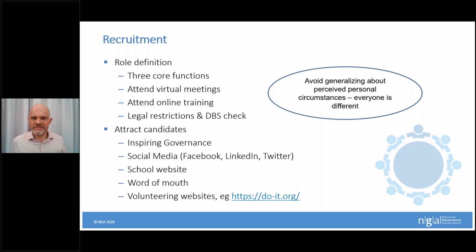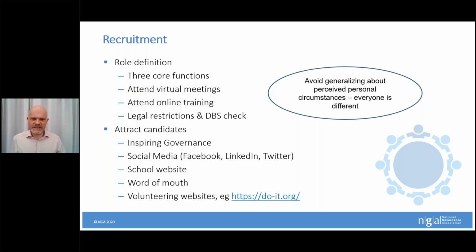So the 3 core functions are still valid, those haven't gone away. So that's a good place to start. You might be explaining to potential candidates that to start with, they'll be attending meetings virtually, and they will probably be required to attend some online training. The legal restrictions around who can and cannot be a governor still apply, and there's also a need for a DBS check, and I'll touch on DBS checks a bit later on.